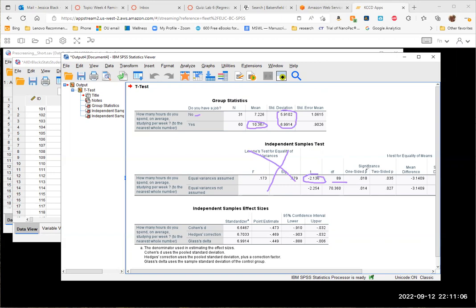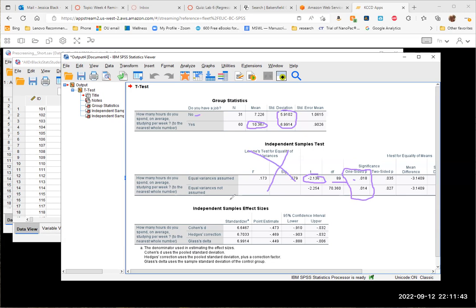Now we're interested in the one-sided p because we hypothesized that people with a job would report studying more than people without. So we look there and we see the one-sided p-value is 0.018. 0.018 is less than 0.05, so we can reject the null hypothesis and conclude that people with a job study more hours per week than people without a job. In plain English, people with a job reported studying more per week than people without.